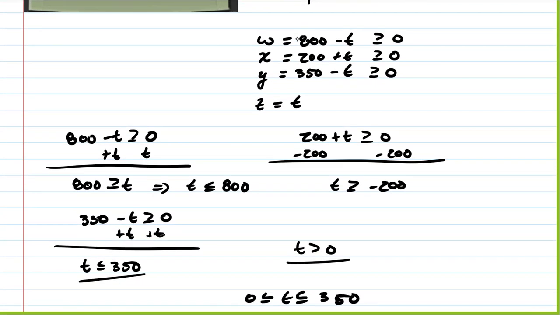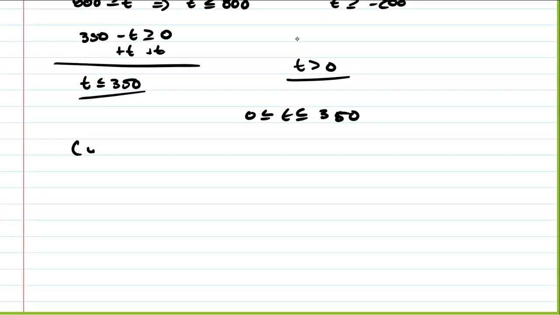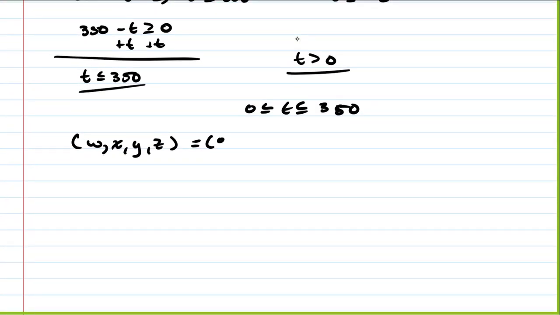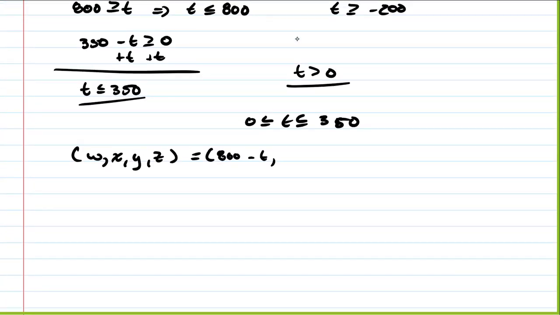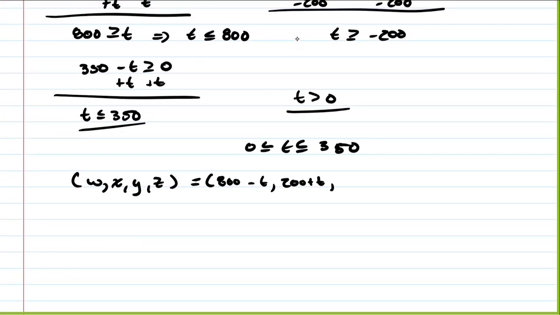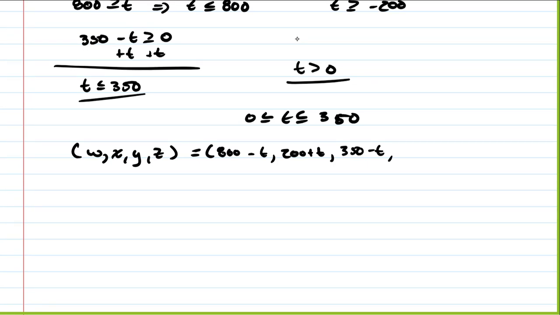So we get our solutions are going to be of the form W, X, Y, Z, and our W was 800 minus T. Our X is 200 plus T. Our Y is 350 minus T. And our Z is T. And we know that T has to be between those values, and it would give us all of our solutions.